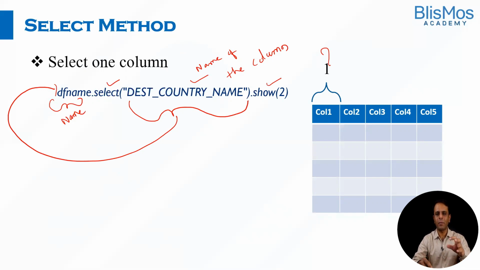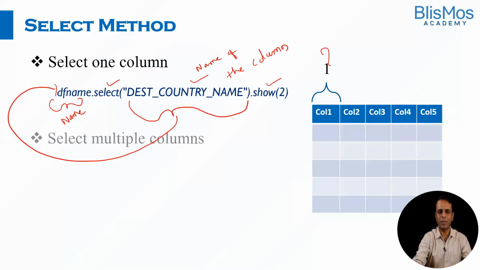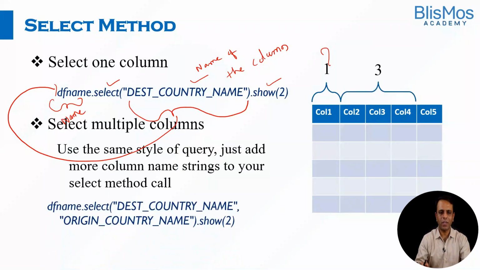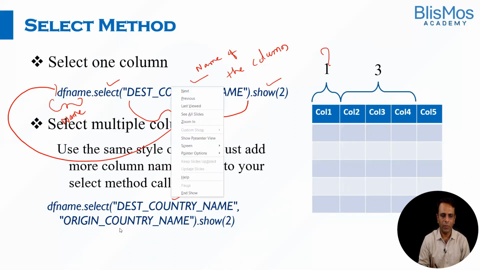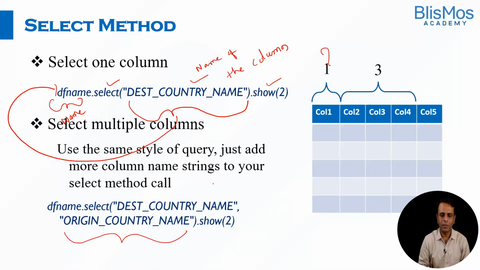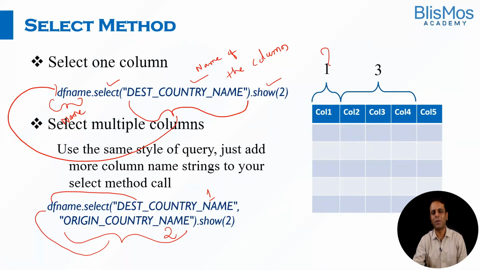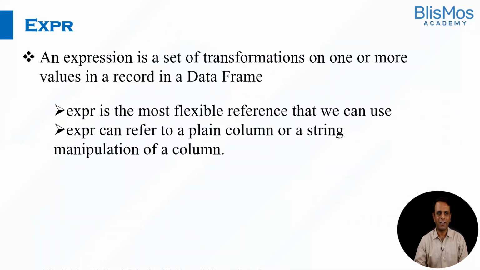If you want to select multiple columns, it is just an extension of this, nothing great about it. You can use the same style of query as we have used and just add one more column into that. In this case, if you see, along with the destination country name, we are adding one more column name. This is selecting two columns. Both these columns are from this data frame. This is how you select multiple columns. We understood the select method, how we select one column or multiple columns.